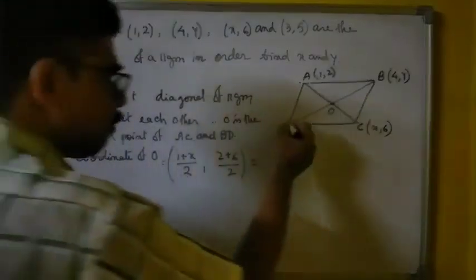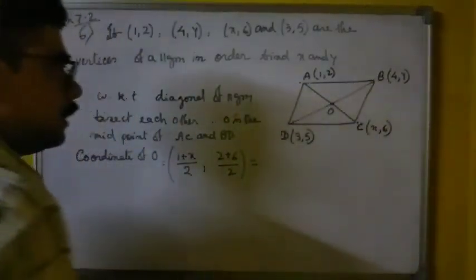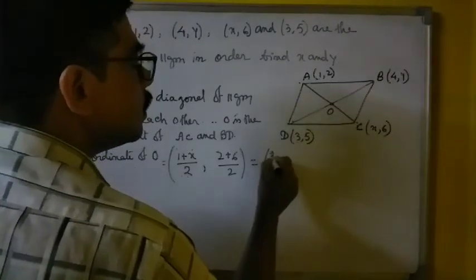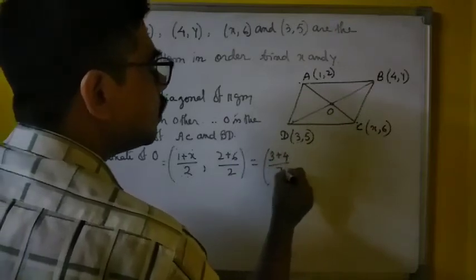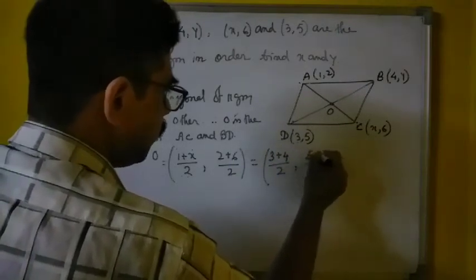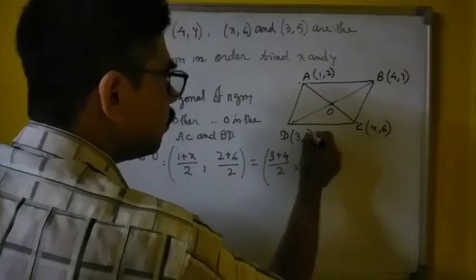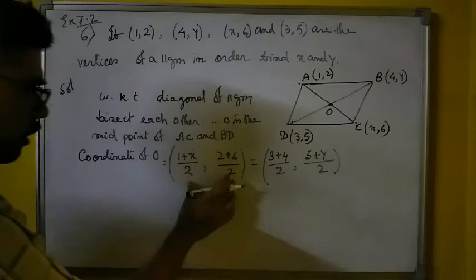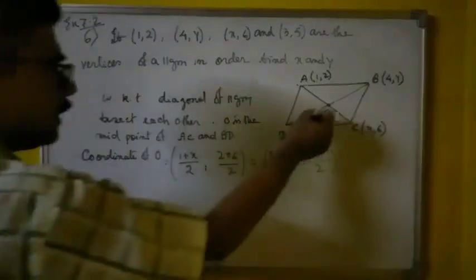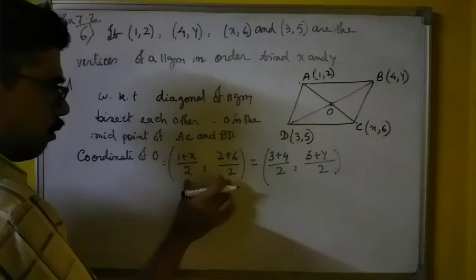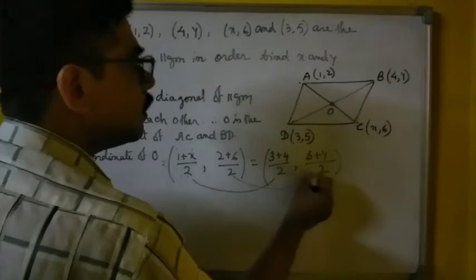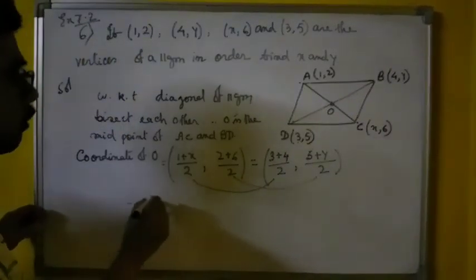Or you can find it from BD. From the BD side also we can find it. So it will be (3 plus 4)/2, and then (5 plus y)/2. So this is the coordinate of O. The coordinate of O will be either this one or this one. But here you see that O is just one single point. So this is a coordinate, and that one is a coordinate. That means these 2 are equal, and those 2 are also equal.